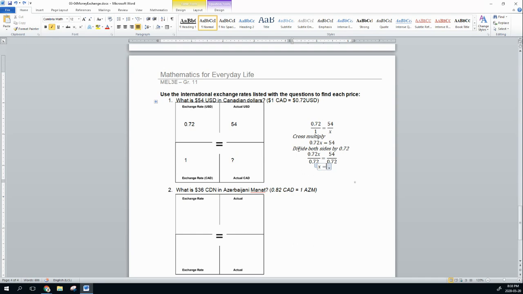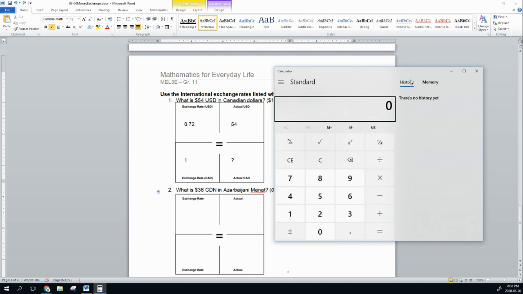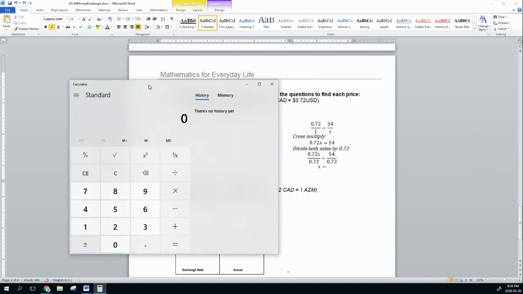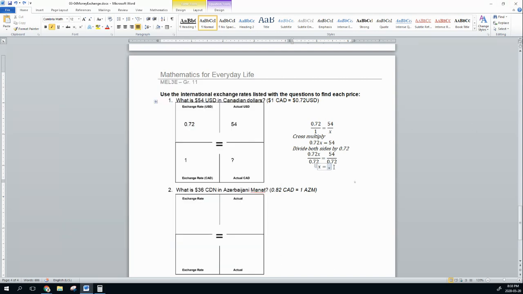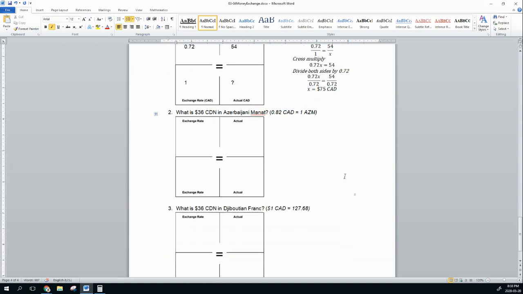Let's see, calculator. 54 divided by 0.72 equals $75 American. Okay, let's try another one.